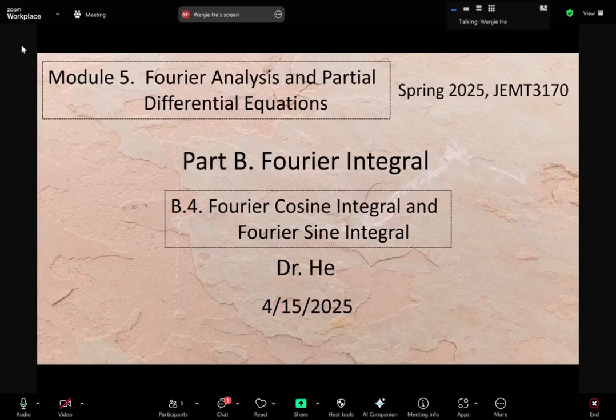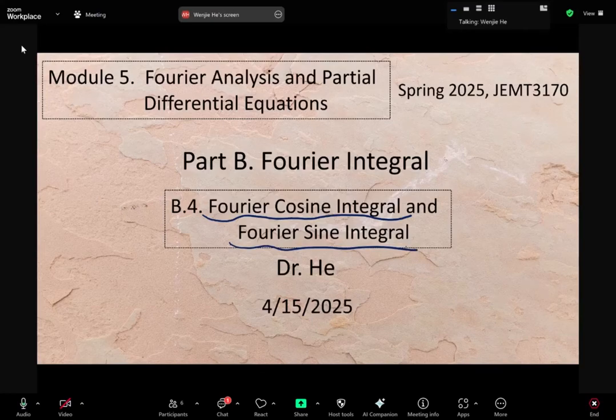B.4. Fourier cosine integral and Fourier sine integral. The special cases, sine and cosine, related to even functions and odd functions. When f is an even function, we should have this Fourier cosine integral, because cosine is an even function. When f is an odd function, we should have this Fourier sine integral. That's simple.